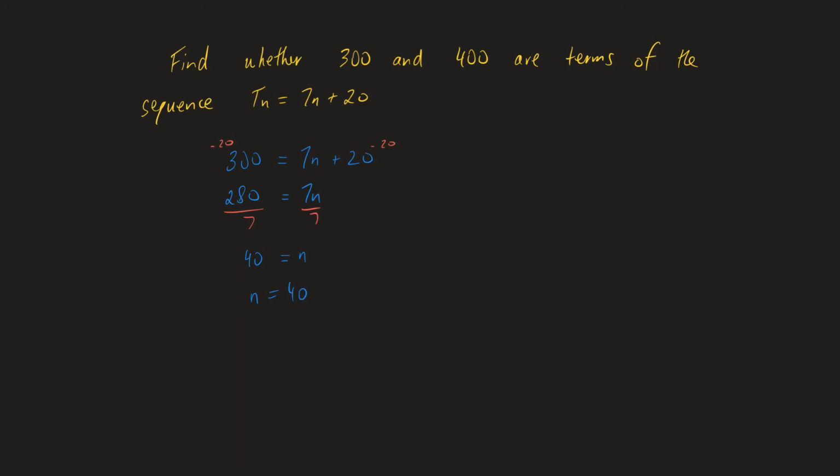So you need to apply the same process. So 400 equals 7n plus 20. Go through the same steps, subtract 20 to start with, so 380 this time is equal to 7n, divide both sides by 7, and that will give us 54 and 2 over 7 is equal to n. So therefore, 400 is not a term in this sequence.